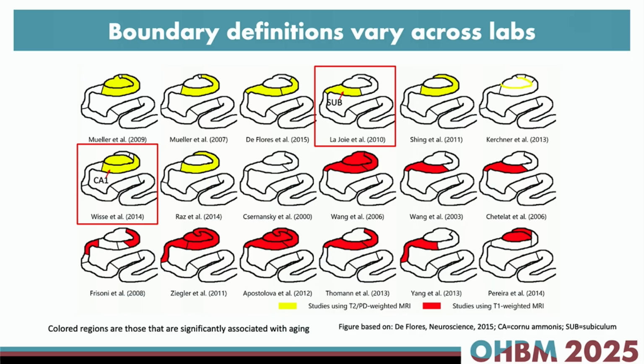Now, of course, there are many other differences across these studies, such as the composition of the subjects, so we can't say it was only due to boundary differences, but at least we can try to take away one source of variability.